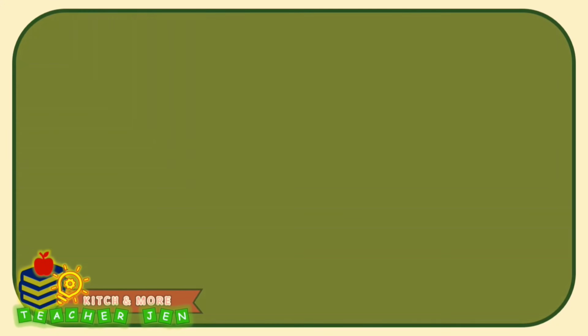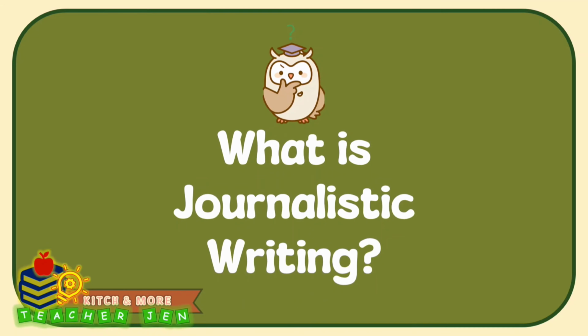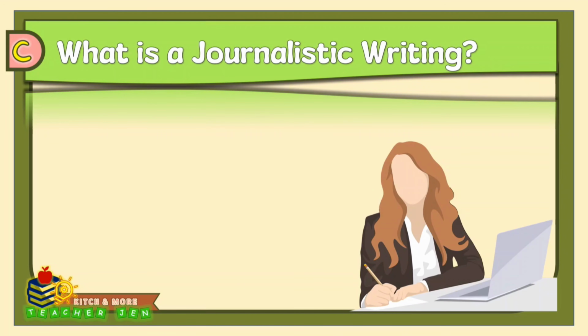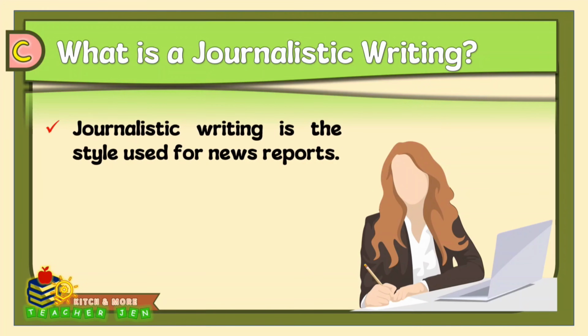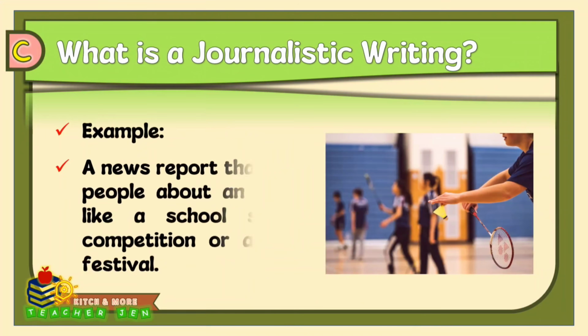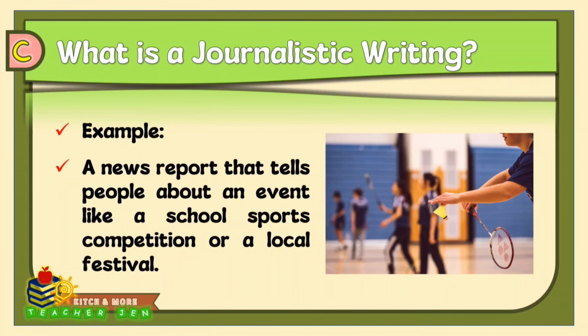Now that we've explored how to conclude a comparison essay, let's shift our focus to a different type of writing, journalistic writing. What is journalistic writing? You've learned about this in the previous lesson, but let's take this again today. Journalistic writing is the style used for news reports. Its goal is to inform the reader about recent events in a clear and quick way. For example, a news report that tells people about an event like a school sports competition or a local festival.